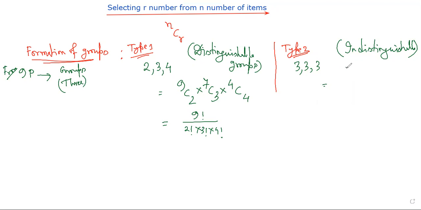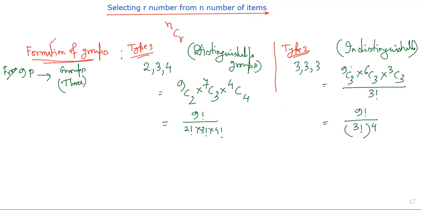So it would be nothing but similarly 9C3 into 6C3 into 3C3. First I will do so, and I need to divide by 3 factorial. So basically, here indistinguishable, extra 3 factorial, because they can rearrange among themselves in 3 factorial ways. So my answer should be 9 factorial by 3 factorial to the power 4.